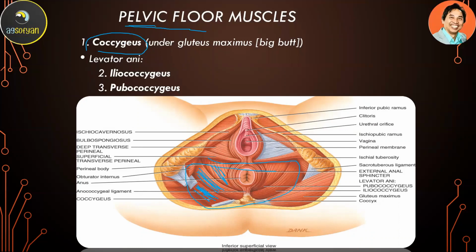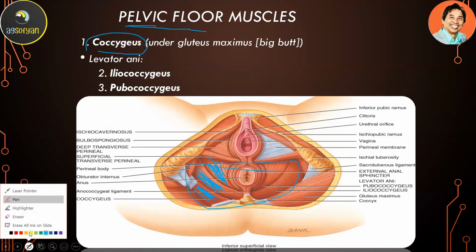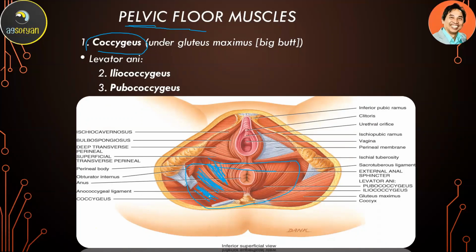Right? So coccygeus, iliococcygeus, and pubococcygeus. Okay, I'm going to give the numbers over here. This is number 1, coccygeus, number 2, iliococcygeus, and number 3, pubococcygeus muscle.